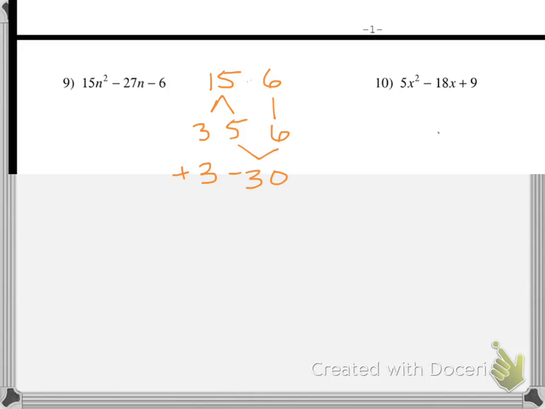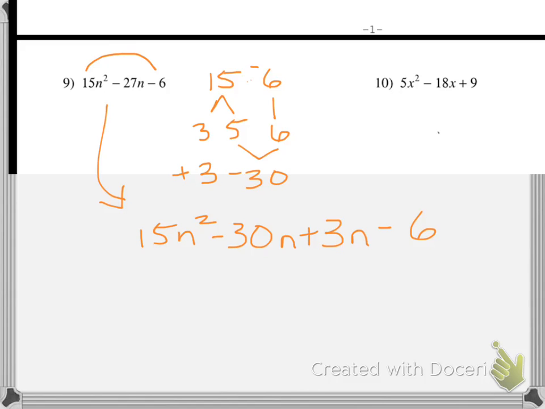So that's going to be, because the 15 times 6 had to be negative. 15 times a negative 6. I need a negative product. So I'm going to move down, if you don't mind, into this space. I'm going to say 15n squared minus 30n plus 3n minus 6. Split that down, and GCF. I'm going to take out a 15 this time.